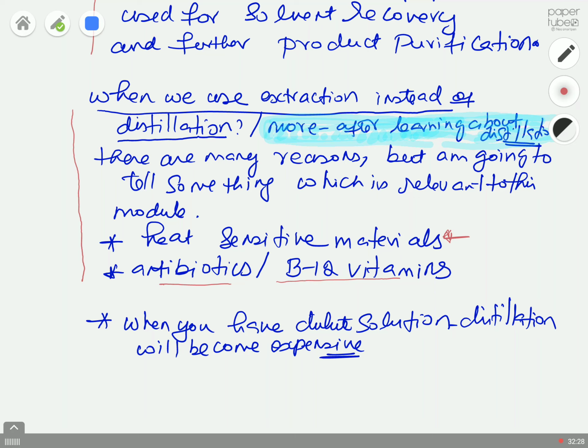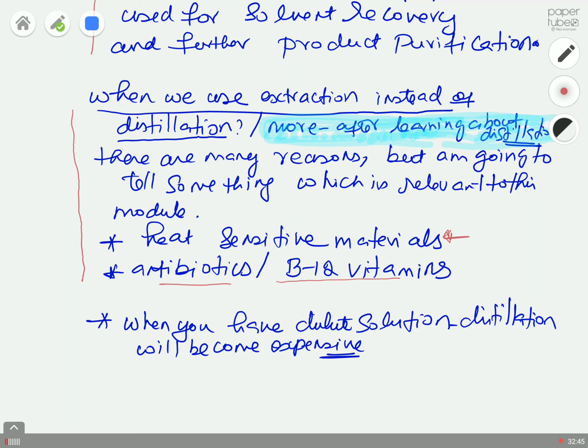And if you're going to separate some proteins, it's better you use a liquid extraction technique instead of other techniques like distillation, or a normal evaporation process.